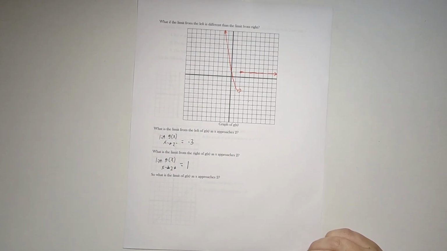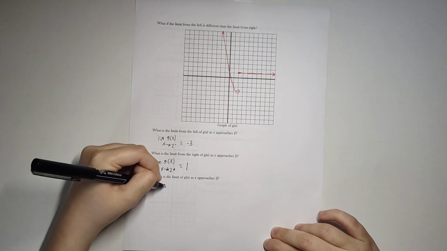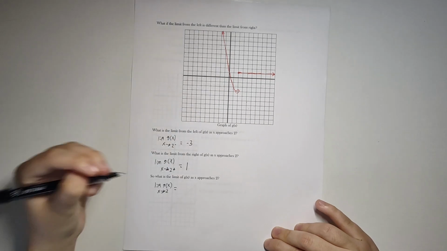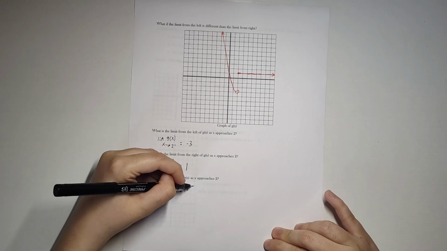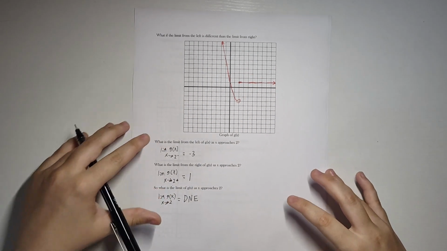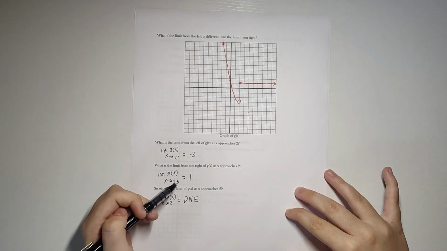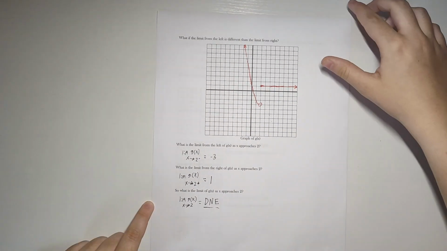But what would the limit of g of x as x approaches 2 be? Well, the limit g of x as x approaches 2 without any superscript would not exist. So I would write does not exist. Because, well, in order for a limit to exist, the limit from the left has to equal the limit from the right. That's not the case here, so we say that the limit does not exist.